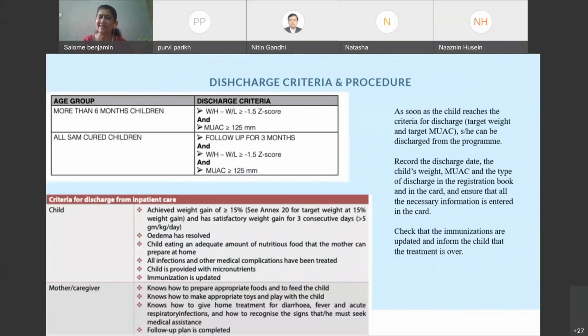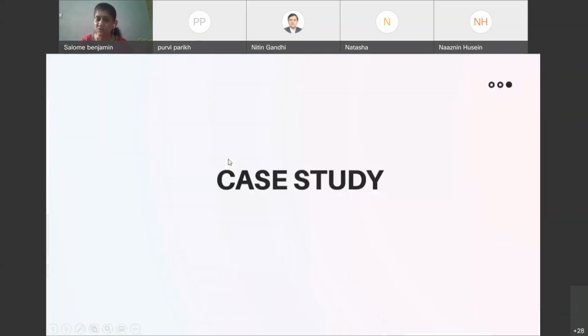Then there are discharge criteria which are given when there is weight gain, okay, for more than 6 months, and for all cured children, the follow-up is 3 months, okay, and MUAC should be maintained at MAM, because many times from 12.5 they go back to less than 11.5. Some MAM child becomes SAM again. When follow-up we see MAM child coming back as SAM. So that's why these criteria is important and you need to go into these.